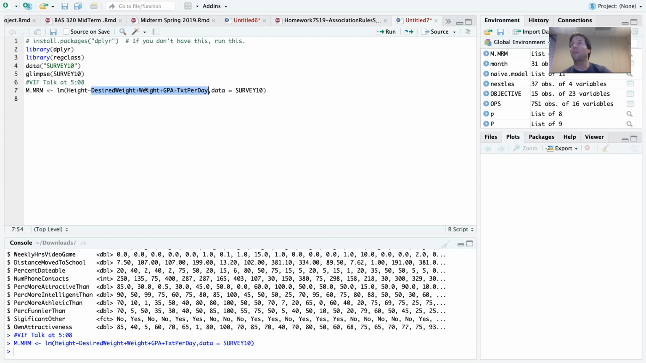Desired weight and weight might have a high variance inflation factor, exactly. Because they're explained by each other, and it's also how the other ones explain it too. So Alden, I think it's correct.